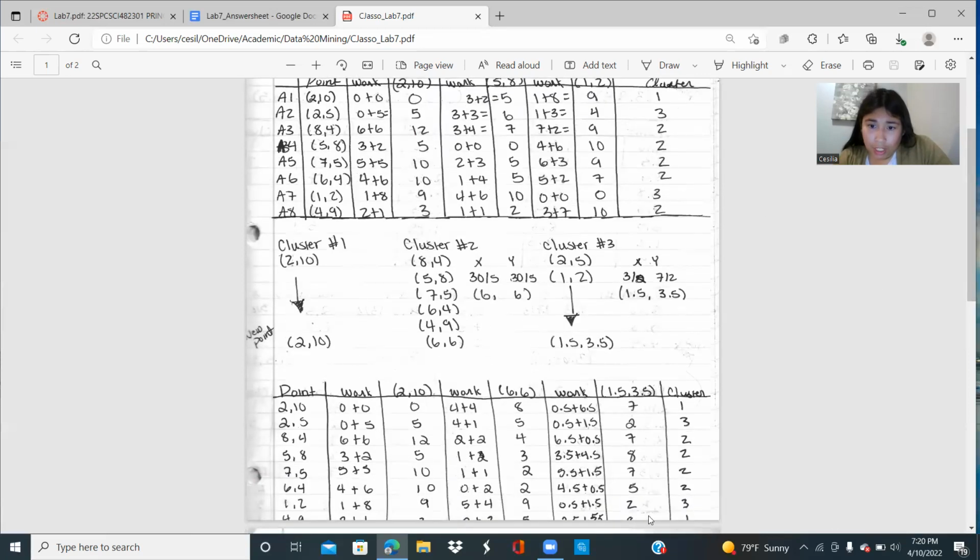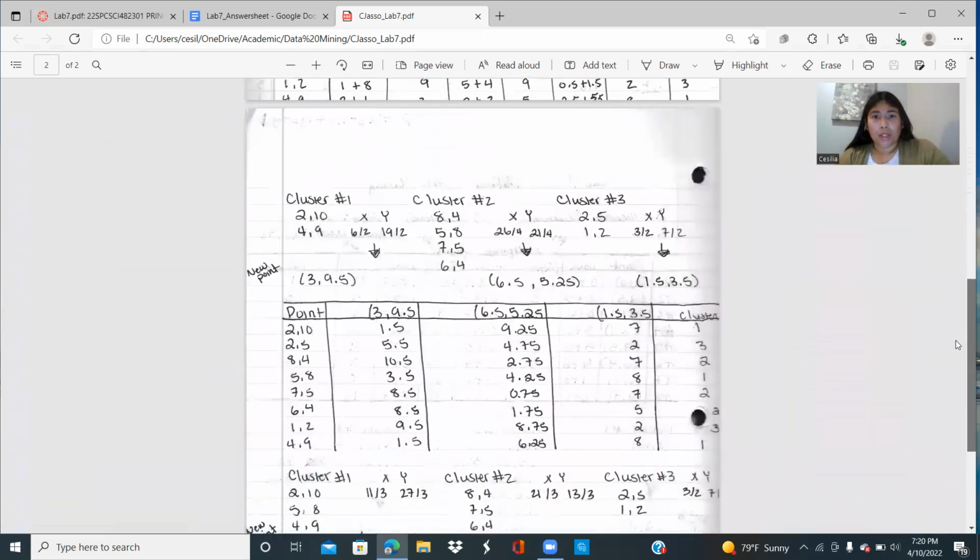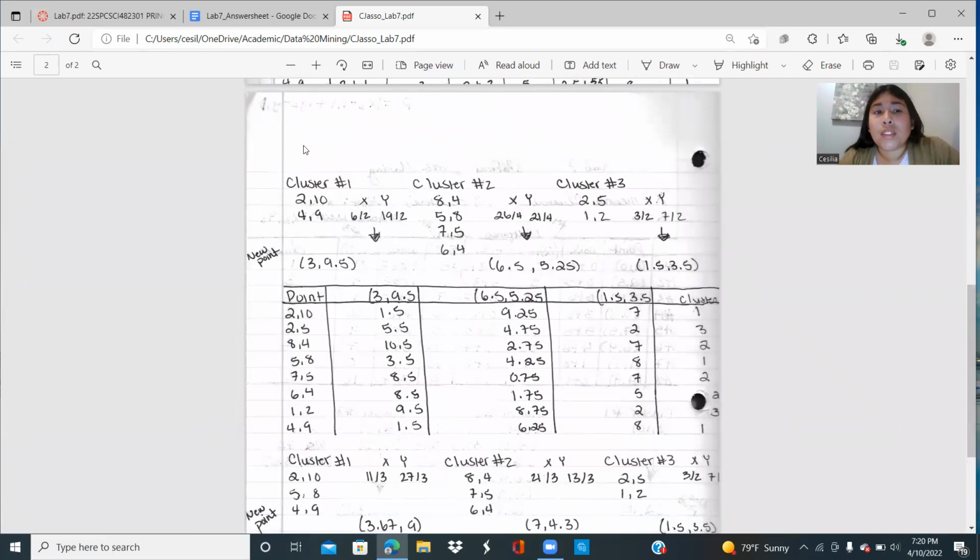But the thing that actually did change was this last data point right here, which will go to cluster 1. So this is the new cluster. Since this time we have 2 points that go to cluster 1, we're going to calculate that. So we got 6 divided by 2 and 19 over 2. So we got the following data points for these clusters. You repeat the same thing, you add all the x's and y's divided by how many points there are, and it gives you the following new data points.